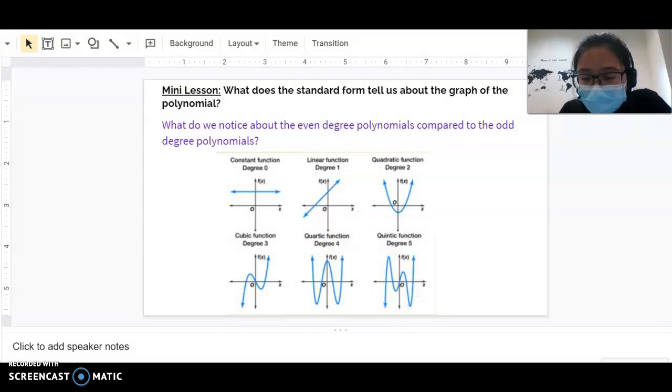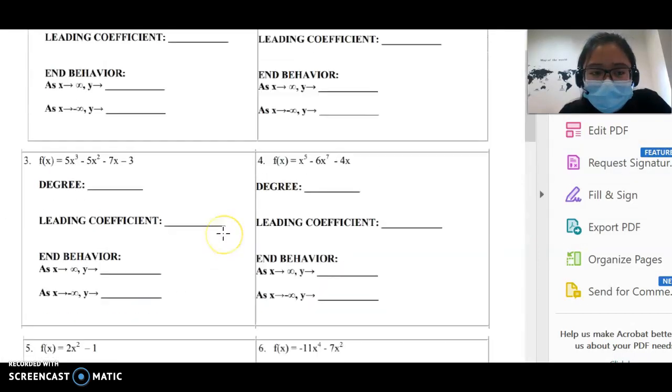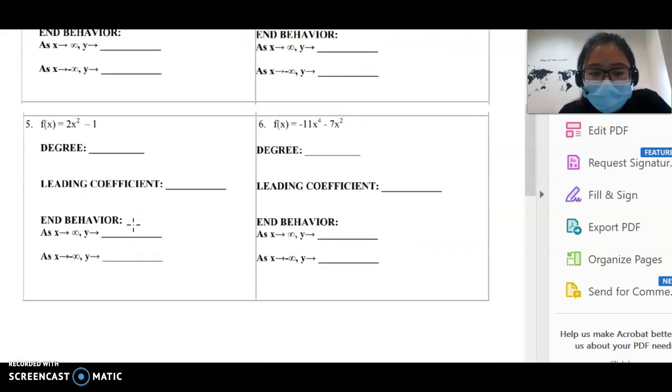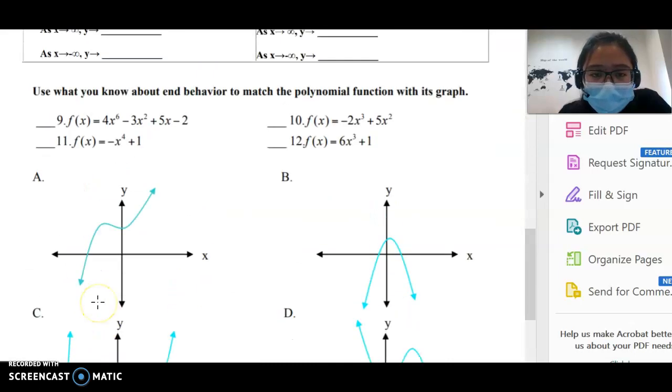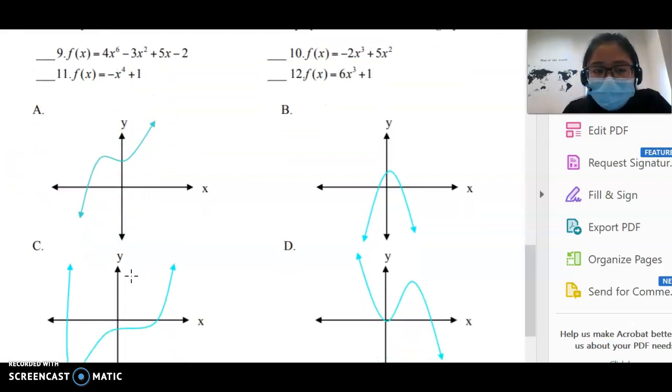Now in the worksheet that we're filling out today, you'll be doing the same thing. So you're finding the degree, the leading coefficient, and you're just describing the end behavior. Down here, for questions 9 through 12, we're just trying to match the polynomial function with the graph. So we can actually do this without a graphing calculator. All we need is that first term. So right after you made sure it's in standard form, you just want to get that first term with the highest exponent.